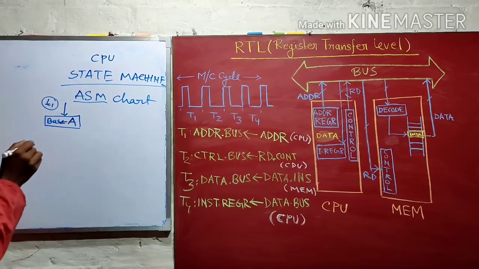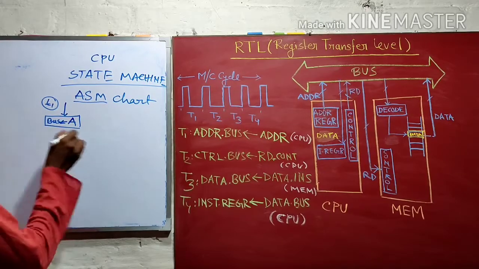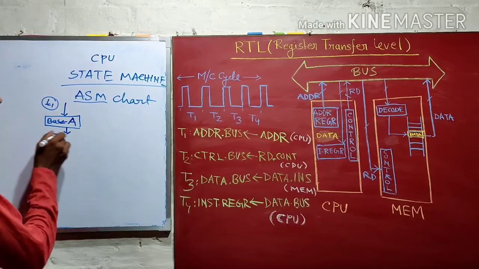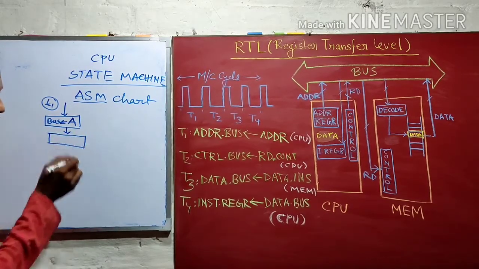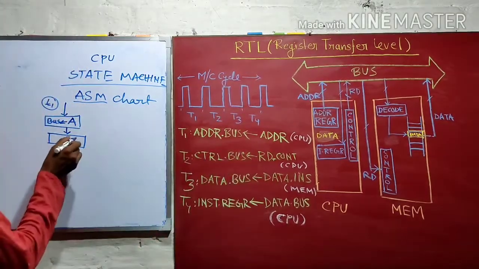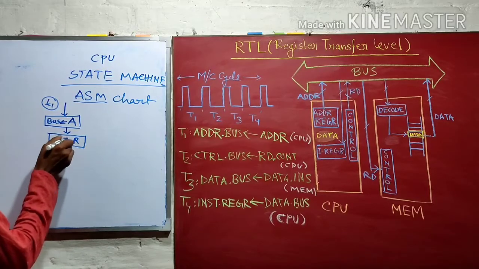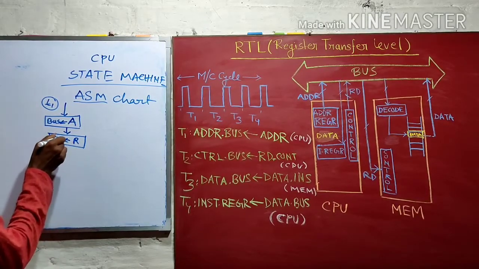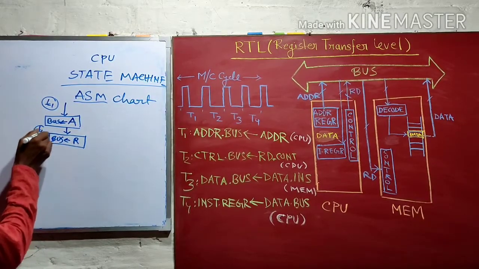Address will be put on the bus. This is the first state. In the second state, what will happen? The control signal will be put on the bus. So the read control signal will be put on the bus. So this will be in the second clock pulse.